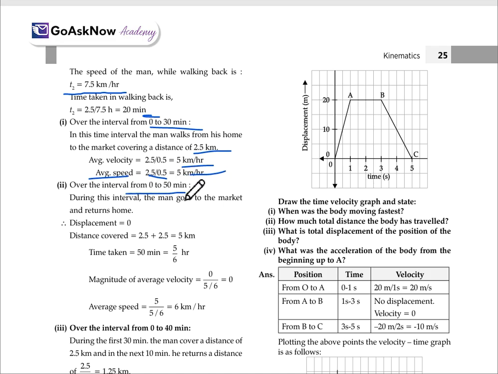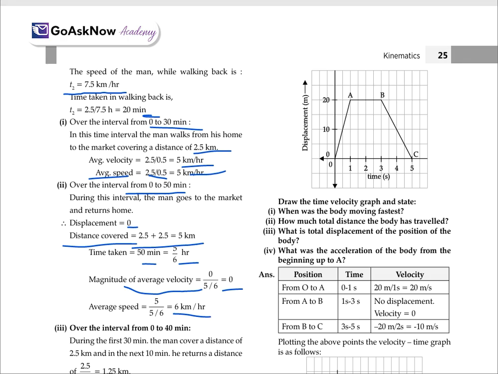Now, the second interval is 0 to 50. During this interval, the man goes to the market and returns home. It means displacement is 0. Going and just coming back, no net displacement. And the distance covered will be 2.5 plus 2.5, which is 5 km. Then time taken is 50 minutes, which means 5 by 6 hour. Then the magnitude of the average velocity will be displacement upon 5 by 6, which is 0. So average speed will be 5 upon 5 by 6, meaning distance covered upon time taken, which will be 6 km per hour.